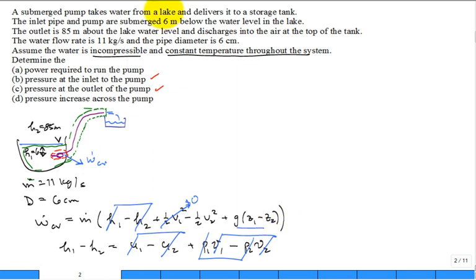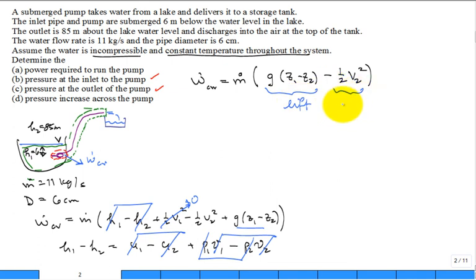So we can read this equation. The power to drive the pump is proportional to the mass flow rate. You have a larger mass flow rate, you need a bigger pump, more power to drive it. And you can read it as you have g (Z1 minus Z2) minus 1/2 V2 squared. So if I had to say it, I would say this is the energy per unit mass to lift it, and this is the energy per unit mass to spit it out the pipe.